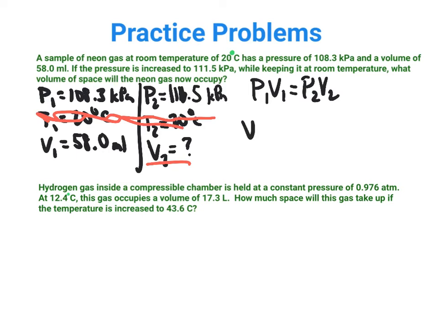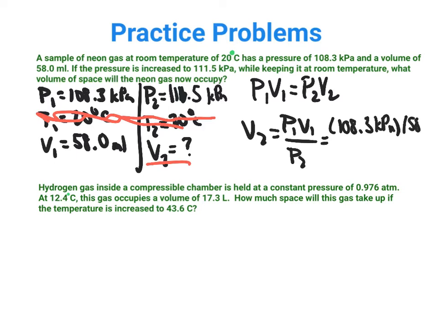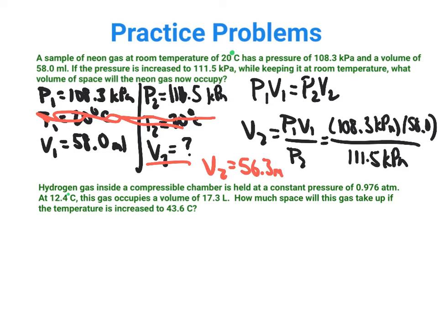Solving, of course, for V2, this means it is P1V1 over P2, or 108.3 kPa times 58.0 milliliters, divided by 111.5 kPa. When you solve this for 3 sig figs, you end up with an answer of V2 is 56.3 milliliters. And that's really all there is to these problems. And we'll do the second one.